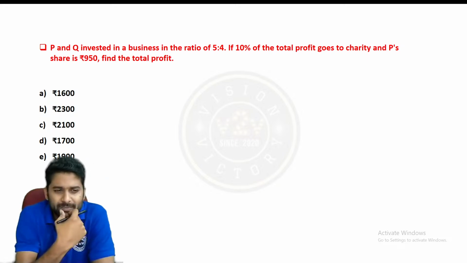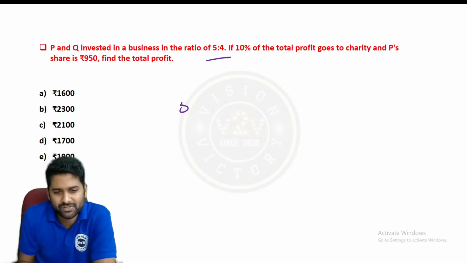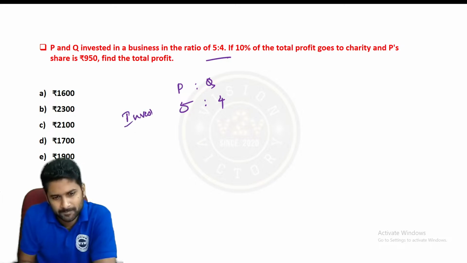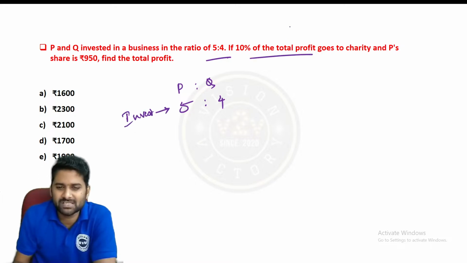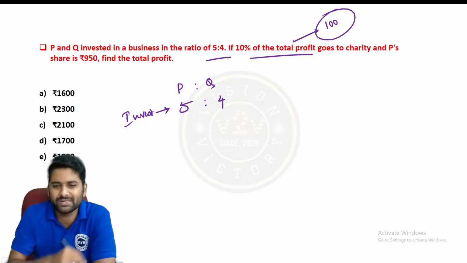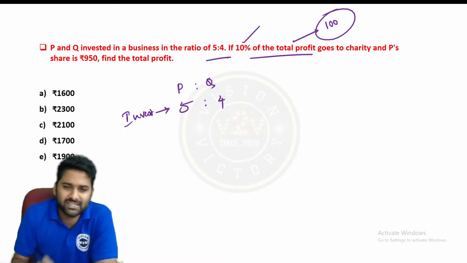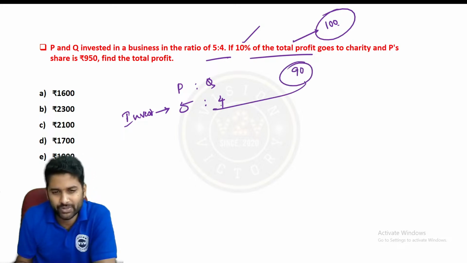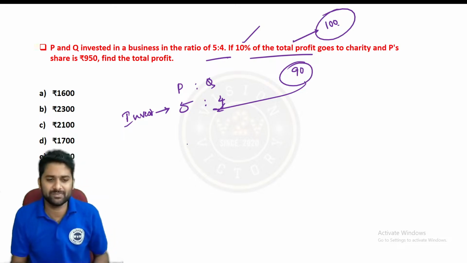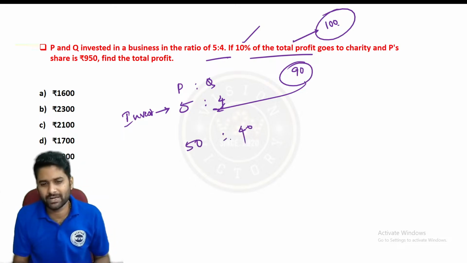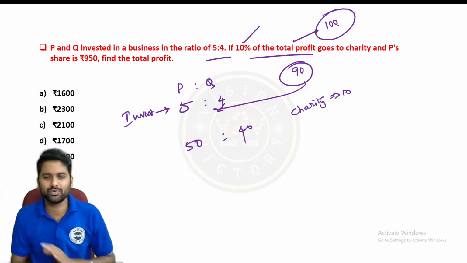Now see, partnership question. P and Q invested in a business in the ratio of 5:4. It's an investment ratio. If 10% of the total profit, let us assume that 100 units is the total profit. So 10% goes for charity. Now see guys, out of 100 units, if 10% goes for charity, the remaining 90 units we have to distribute according to their investment. Now P gets 50 units, Q gets 40 units, charity gets 10 units. So in this way, we are distributing all 100 rupees.